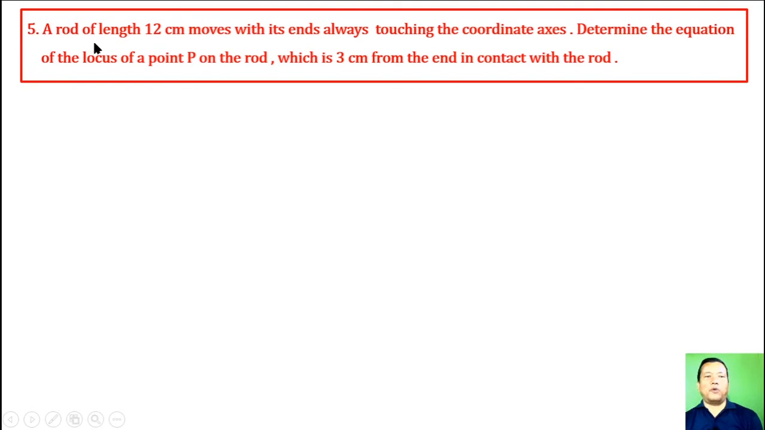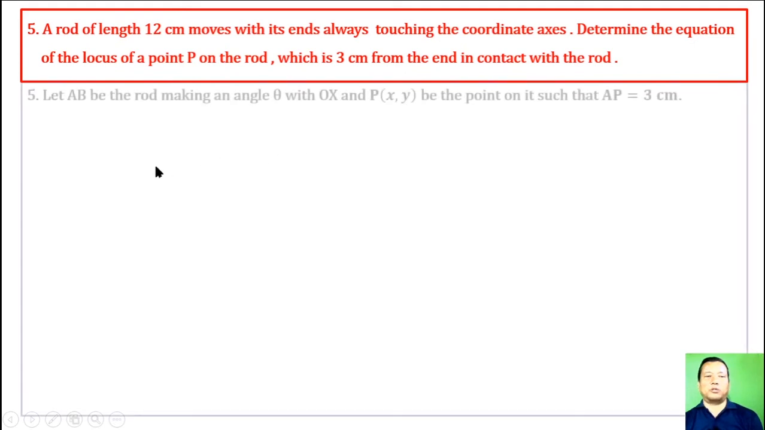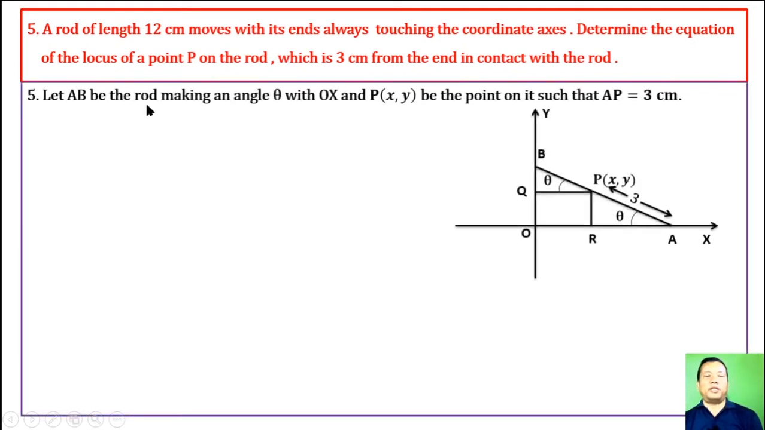5. A rod of length 12 cm moves with its ends always touching the coordinate axis. Determine the equation of the locus of a point P on the rod, which is 3 cm from the end in contact with the x-axis. Let AB be the rod making an angle theta with OX.